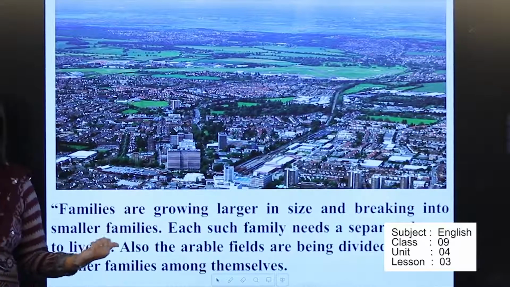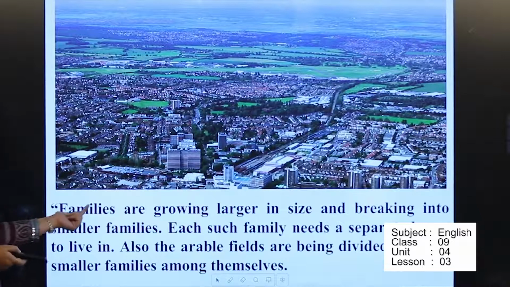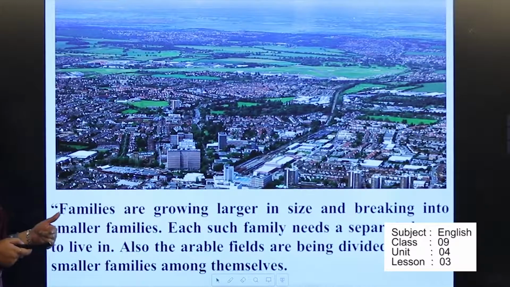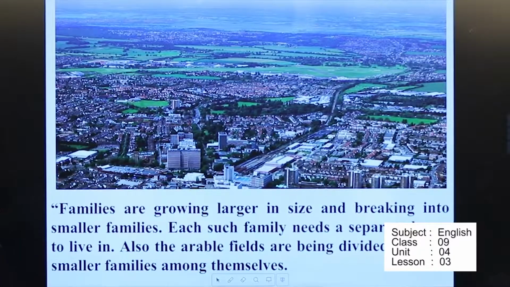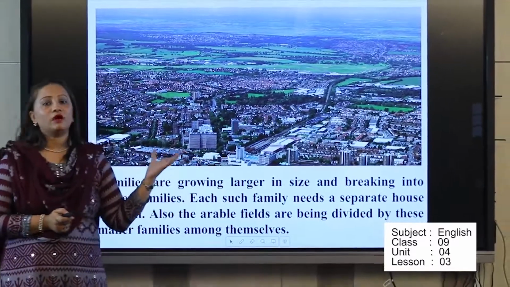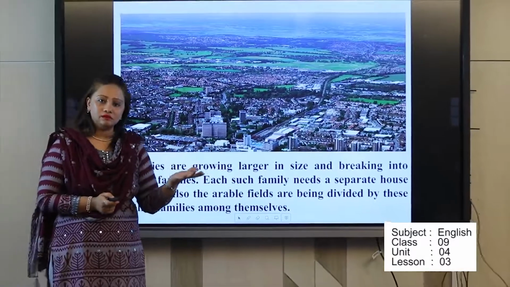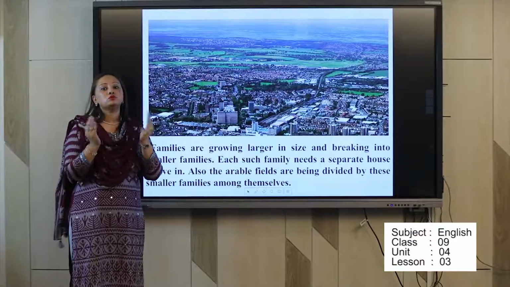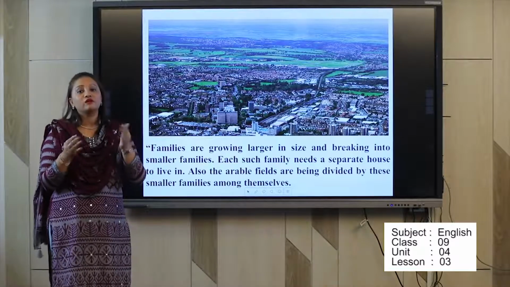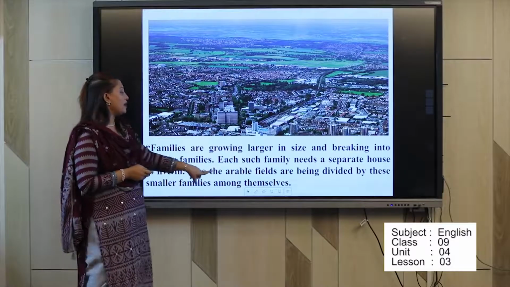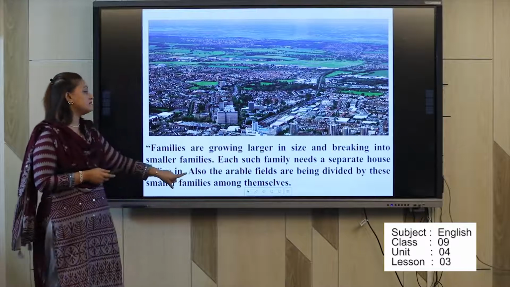Oh my God, this is a picture from Dhaka city. Families are growing larger in size and breaking into smaller families. Each such family needs a separate house to live in. Also, the arable fields are being divided by these smaller families among themselves. Here we live with our parents, but our grandparents live in the village. So our family is divided. One family we divided into two families. So we need two types of land for providing our food. That's why this line says that the arable fields are being divided by these smaller families among themselves.